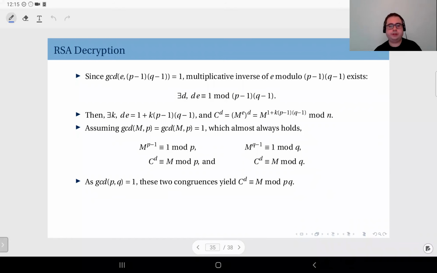So that was how to encrypt using RSA. Let's now see how to decrypt. As I said, this is public key cryptography. So you announce your N and E number for everybody to hear.